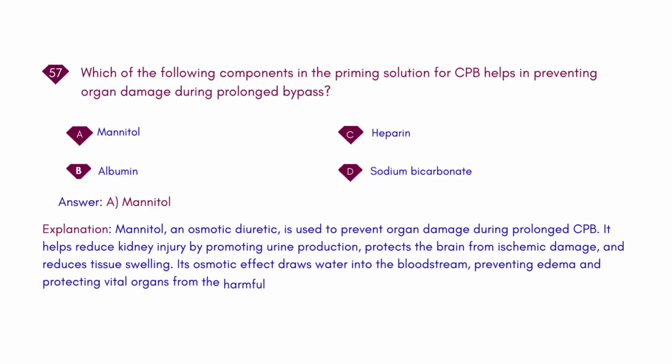It helps reduce kidney injury by promoting urine production, protects the brain from ischemic damage, and reduces tissue swelling. Its osmotic effect draws water into the bloodstream, preventing edema and protecting vital organs from the harmful effects of ischemia.